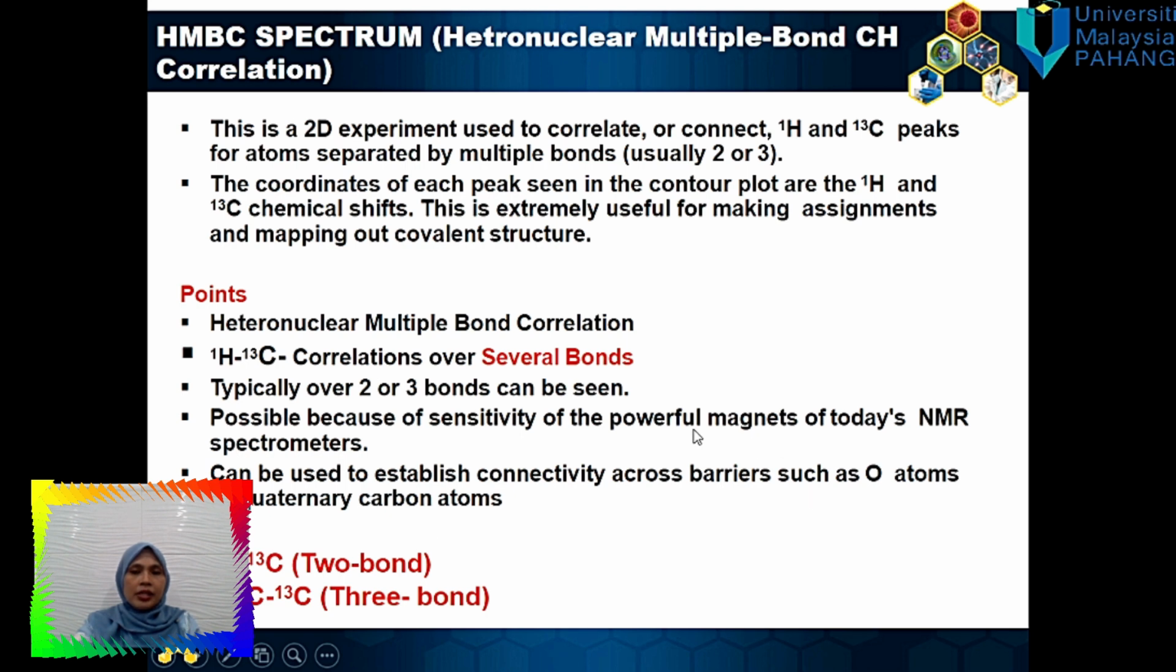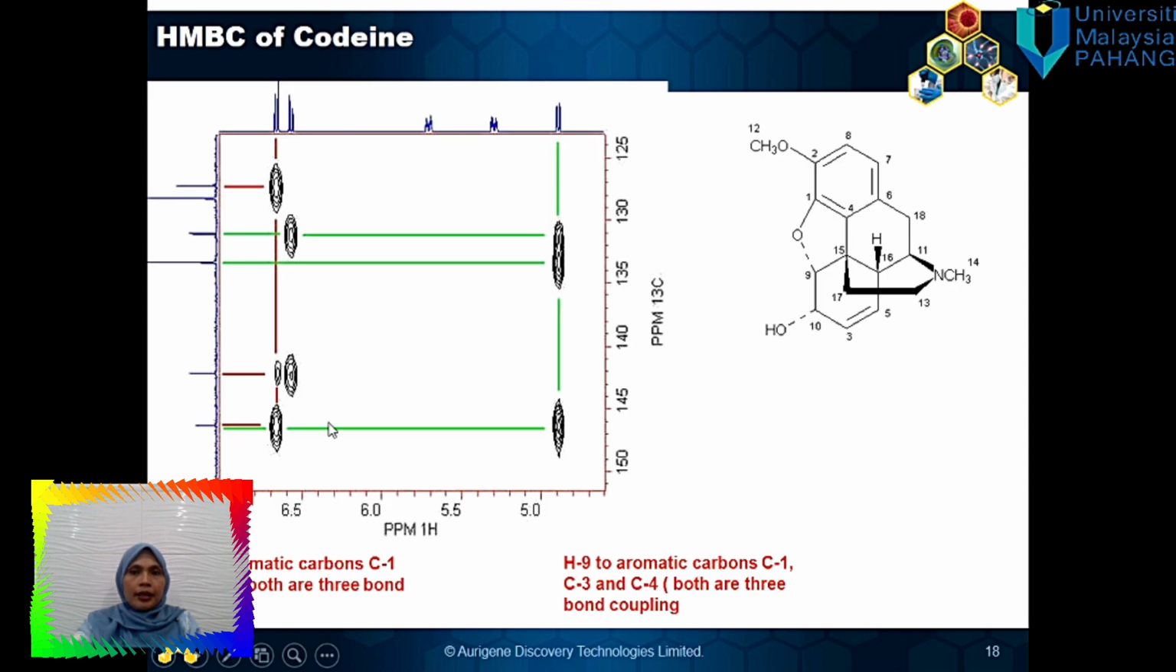Normally, the normal correlation we cannot see if there is the presence of oxygen. In HMBC we can see more, even if we have oxygen or quaternary carbon, meaning it is more than one bond, or 2 bonds. Let's see the example for HMBC. Just now in HSQC, we can only see 1 proton to only 1 carbon. In this case 1 proton can correlate to many carbons. Here let's see H8, for example.